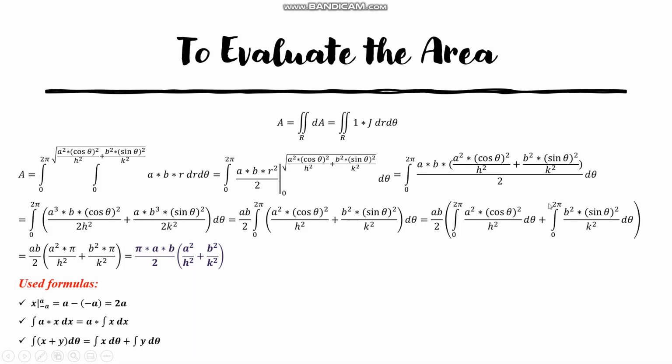And again, if we evaluate this integral separately, we will get this answer. So a b divided by 2 multiplied by a squared times pi divided by h squared plus b squared times pi divided by k squared, and it will equal pi a b divided by 2 multiplied by a squared divided by h squared plus b squared divided by k squared.